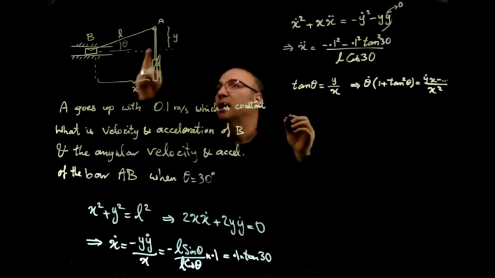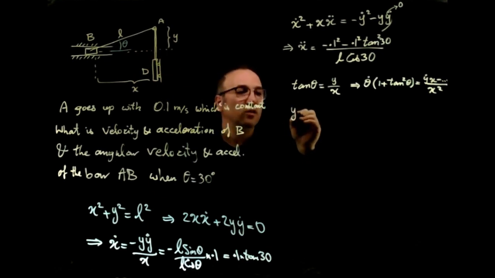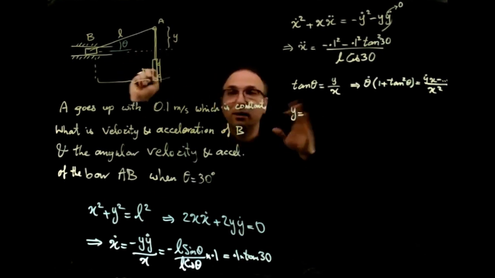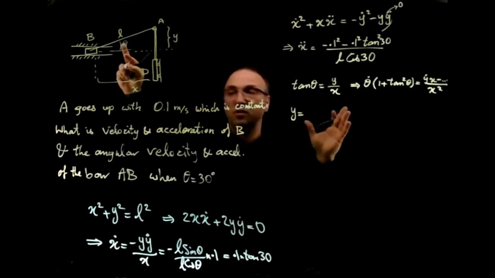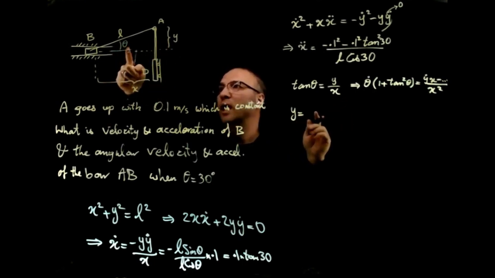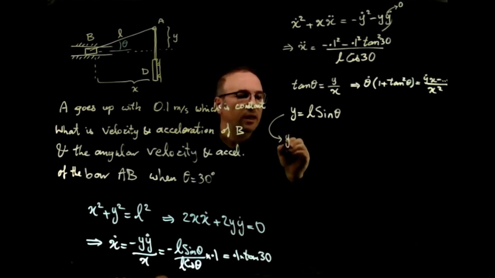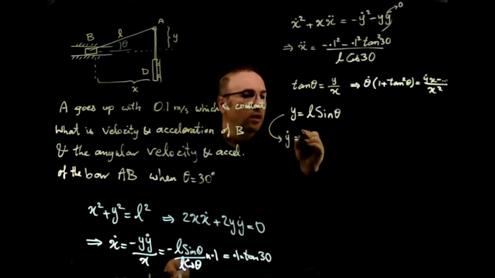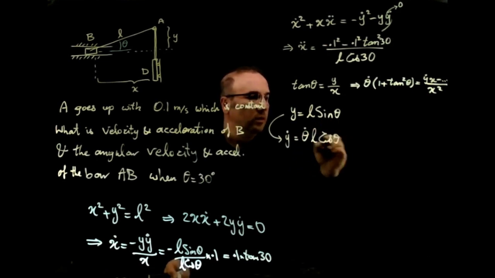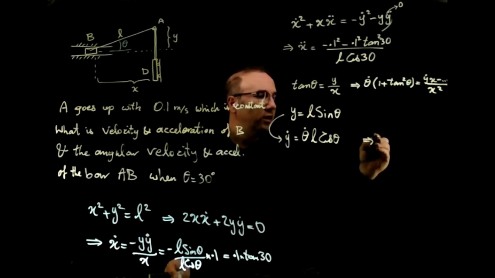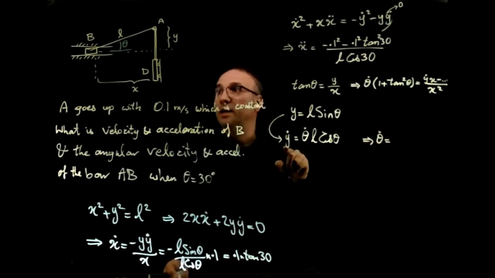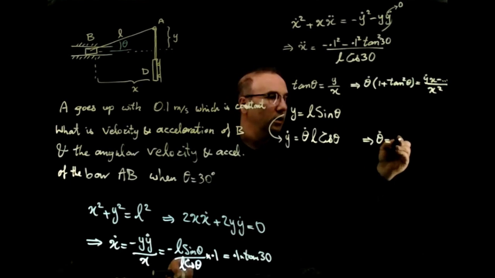How about if I just say y, because I know the derivative of y is a number and the second derivative is 0. So I would say y equals L sine theta. Then if I do one derivative, I get y dot equals theta dot L cosine theta. So from this, I get theta dot equals y dot, we already have it, 0.1, divided by L cosine 30.